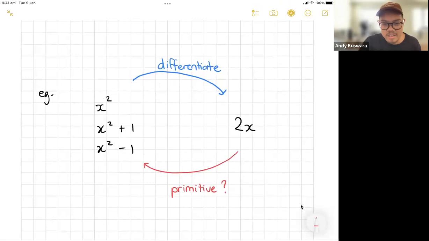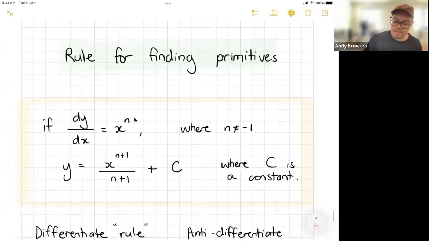Now, does it make sense that if we had these three functions, x squared, or x squared plus 1, or x squared minus 1, if we differentiate these, all of them will give me a derivative of 2x? x squared derives to 2x, x squared plus 1 derives to 2x, x squared minus 1 also derives to 2x, because all your constants disappear. But this is where the primitive has a bit of an issue. If I go backwards, I know the primitive of 2x could have been any one of these. I know there would be an x squared, but I don't know what the plus or minus term should be.